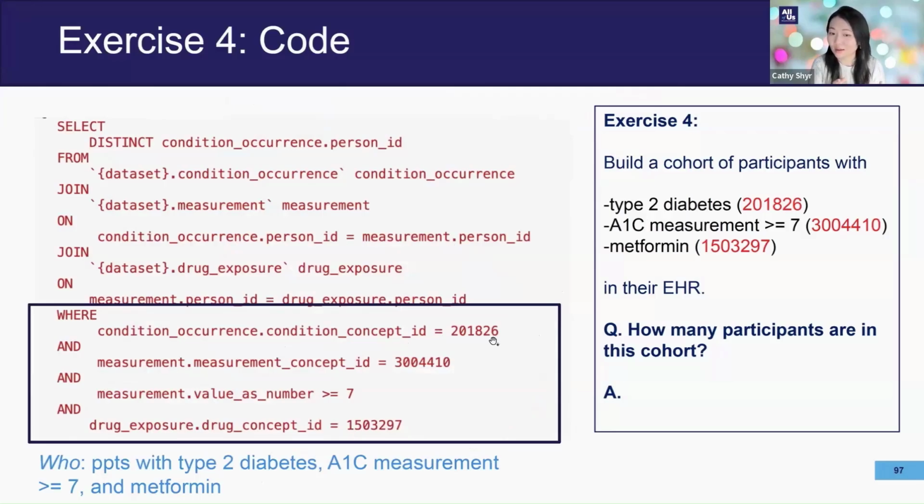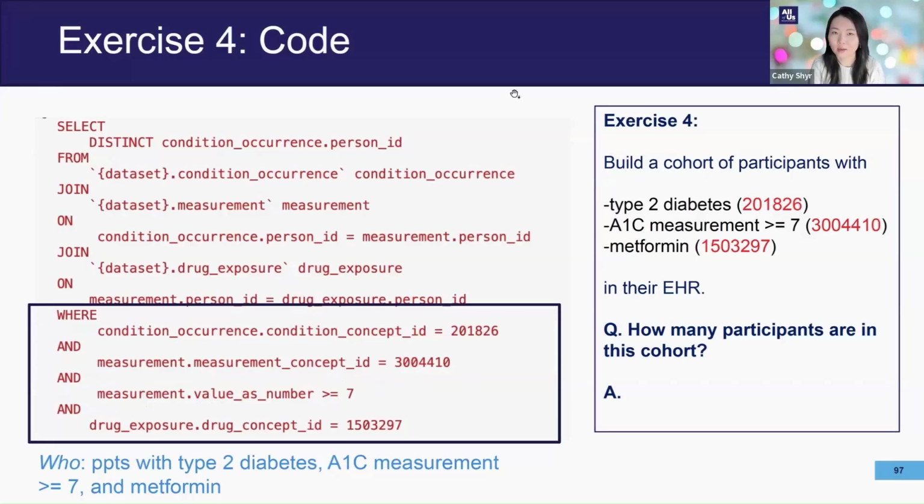Again, this is a standard concept ID that we can look up using Athena. So we also want people with A1C measurements, right? So we want measurement dot measurement concept ID equals 300441110. But we don't want just anyone with A1C. We want people with A1C values greater than or equal to 7. So we can additionally specify measurement dot value as number greater than or equal to 7.